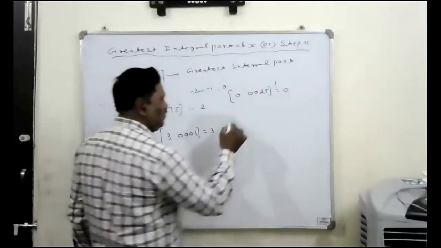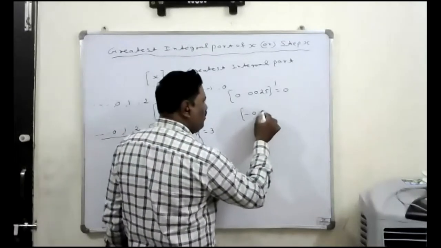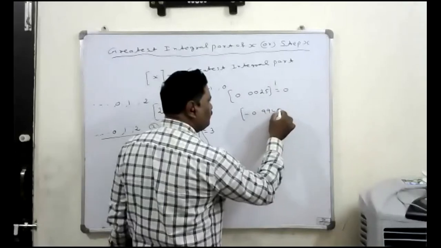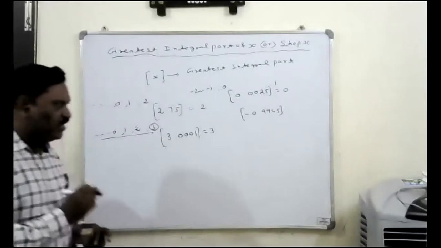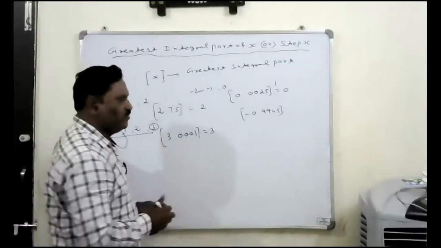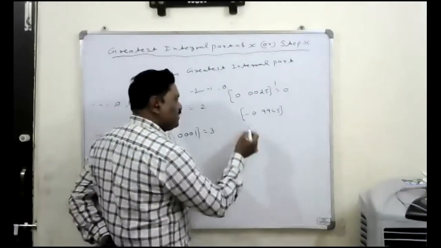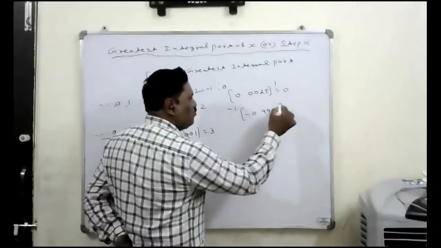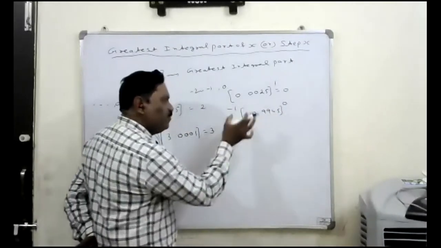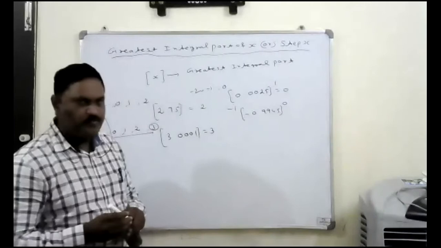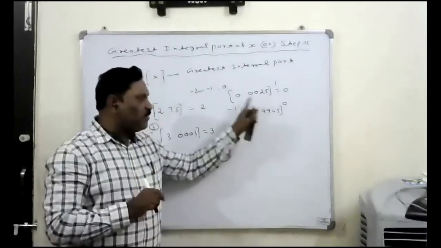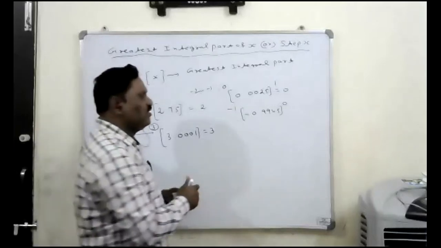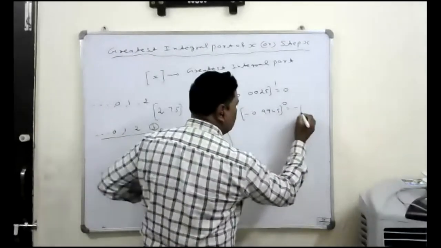Okay. Similarly, what is the value of the integral part of -0.9945? How much? -1. This is going to lie between -1 और 0, बीच में रहते हैं नंबर. बीच में आ गए तो इसका पहले इंटीजर क्या है? -1. That's why it is going to give -1.